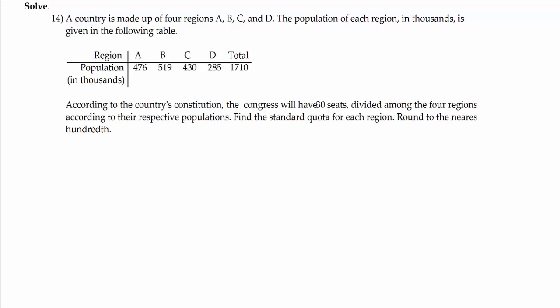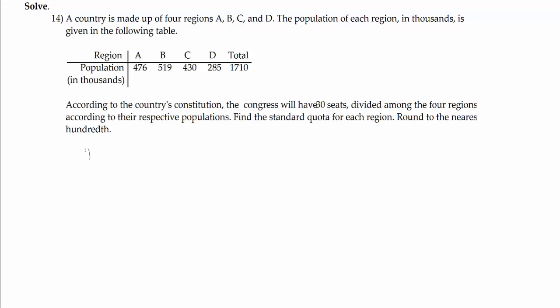For question number 14, we're told that a country is made up of 4 regions, A, B, C, and D, and the population for each region is given below. According to the country's constitution, the Congress will have 30 seats divided among the 4 regions according to their populations. Find the standard quota for each region and round to the nearest hundredth. Later on, we talk about rounding down or up and making sure we apportion all 30, but here we just find the quota.